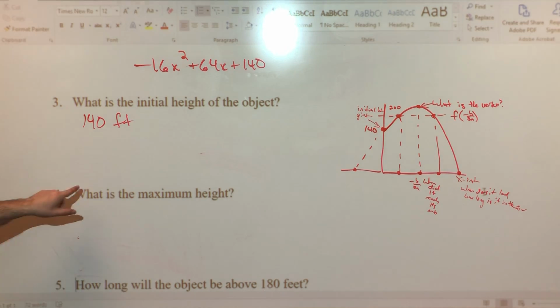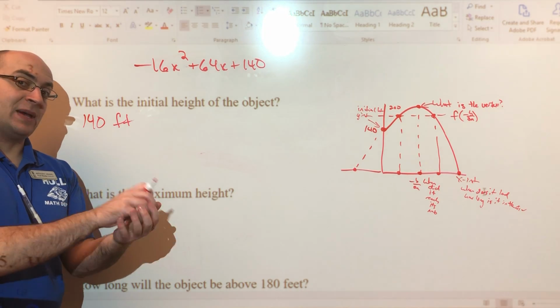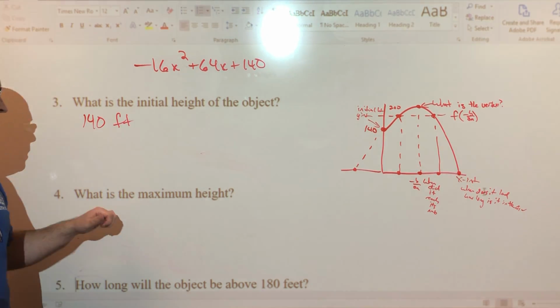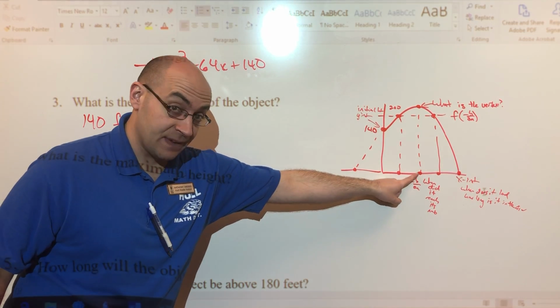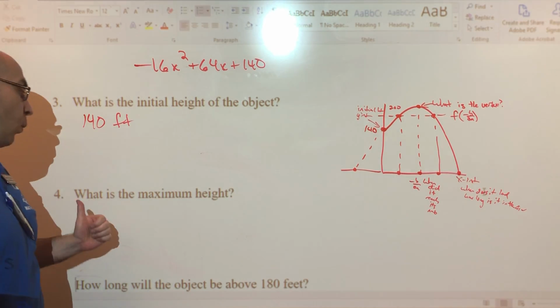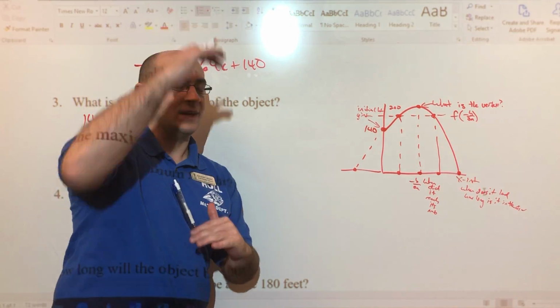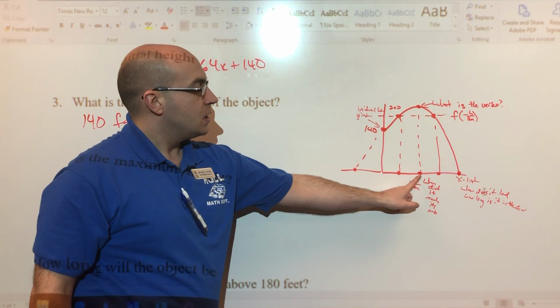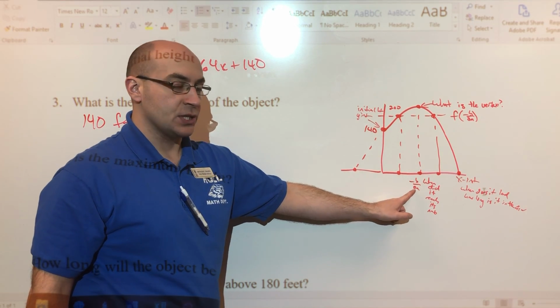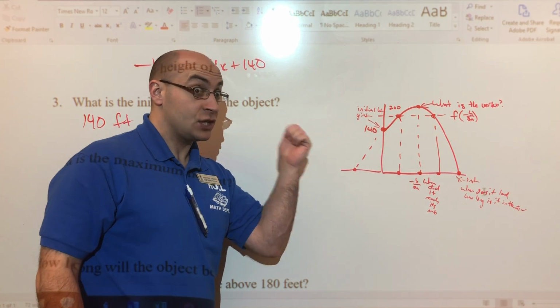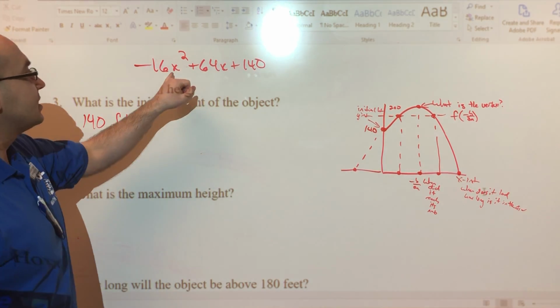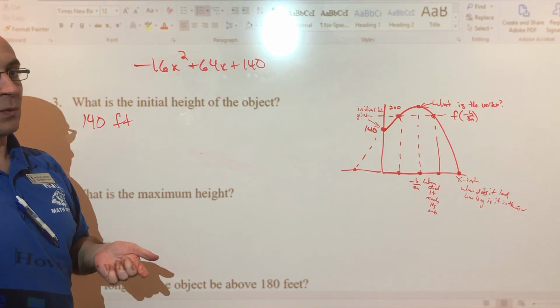Number 4, what is the max height? Okay, so this is kind of a piggyback on question number 2, because 2 said when is the max height, meaning the x value or negative b over 2a. What is the max height is a height question, meaning a y value question. So this is where I'm gonna plug in or substitute negative b over 2a, whatever I got for that value, which we got 2, right, 2 seconds.